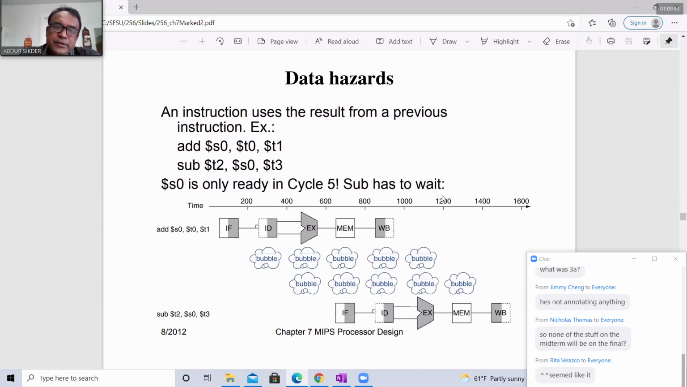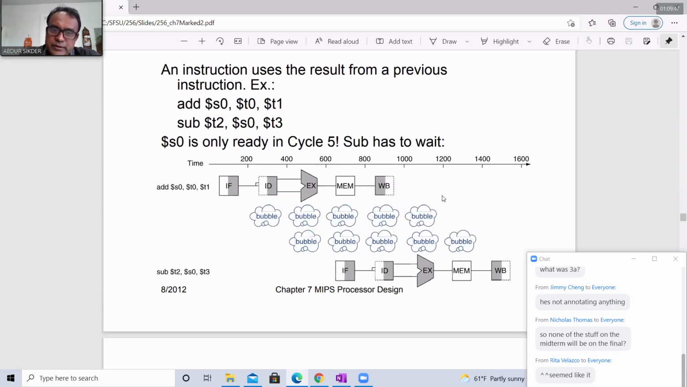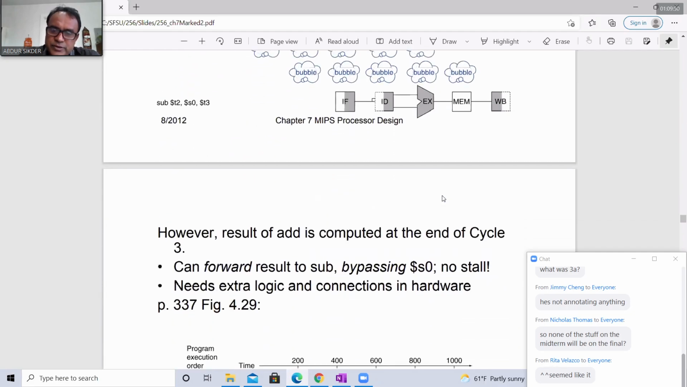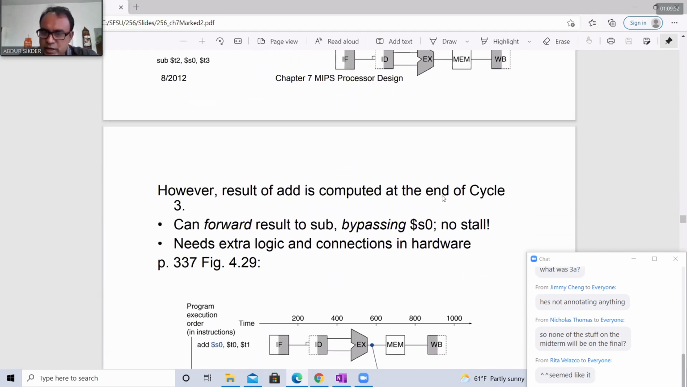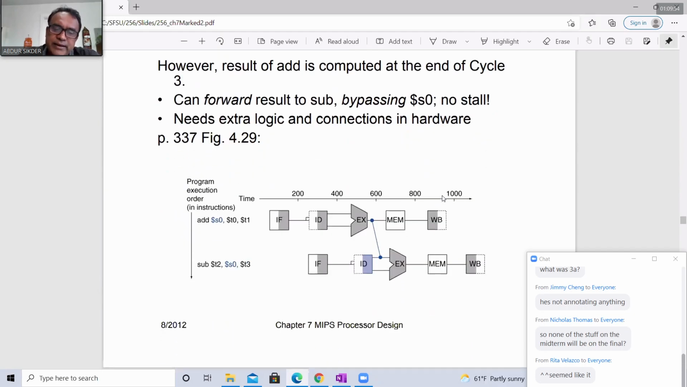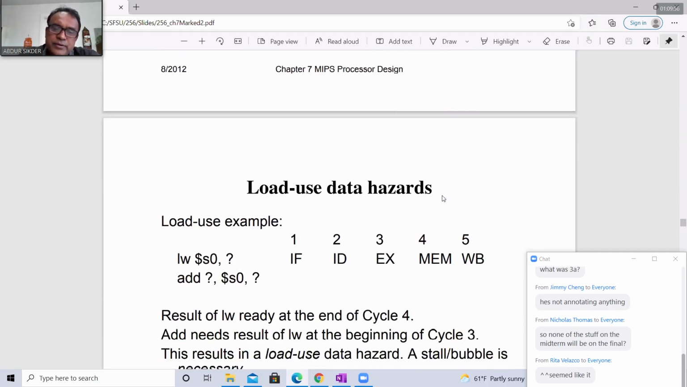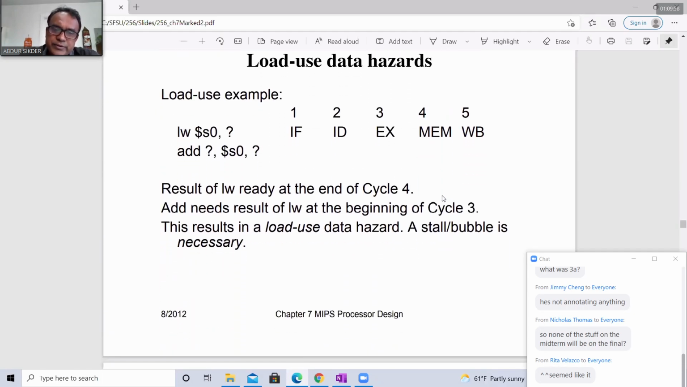Data hazards occur when an instruction uses the result from a previous instruction. If that data is not coming, then that's a hazard. So, load-use data hazards.